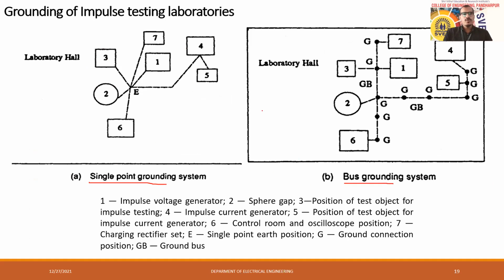In the first, you can see number 1 is the IVG. Then number 2 is a spare gap. Then 3 is the position of the test object. This is the test object. Number 4 is the ICG, the impulse current generator.